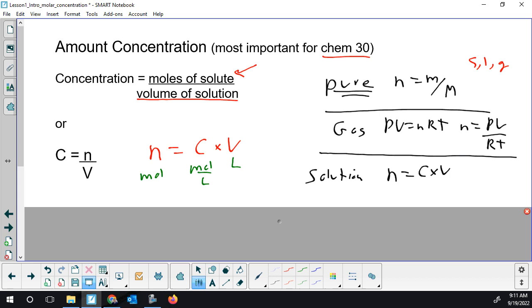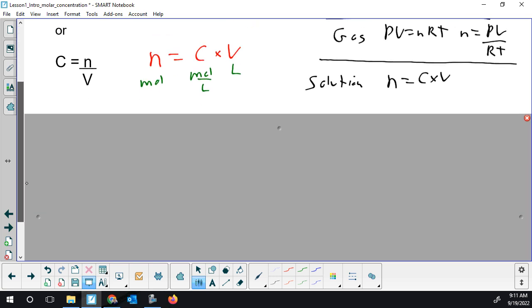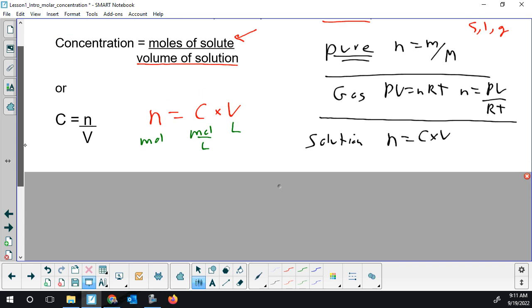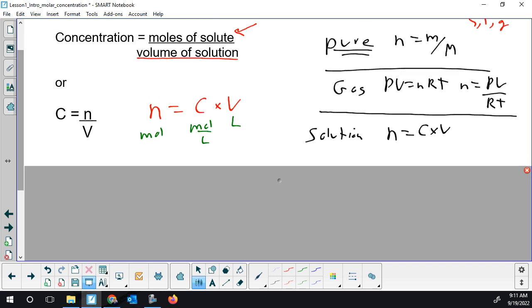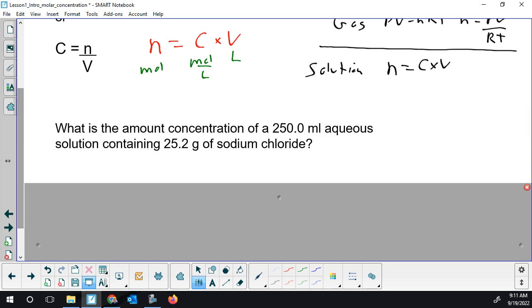So I'm going to do 2 questions, and then you're going to practice this. Essentially, we're going to have 2 steps most of the time. You're going to be given mass. You're going to have to use that to get moles, and then we just figure out our volume or do a unit conversion.